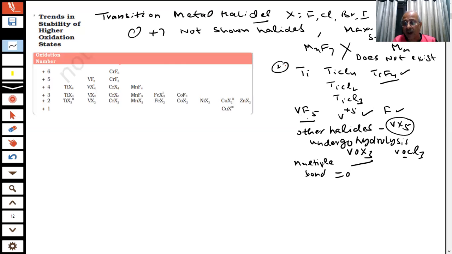As you see, higher oxidation states are going to be covalent. Lower oxidation states are going to be ionic. That is another thing which we have already told you, students. Yes or no? Okay, so far so good.